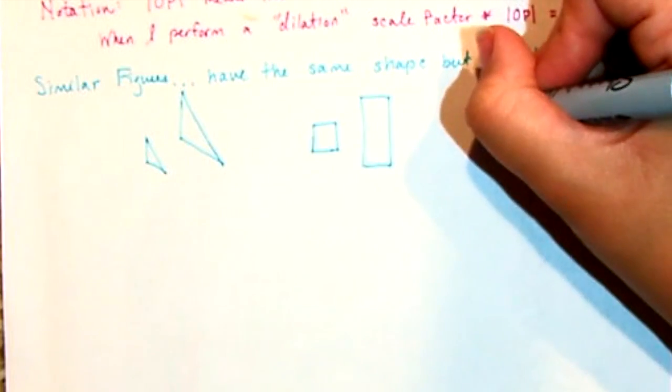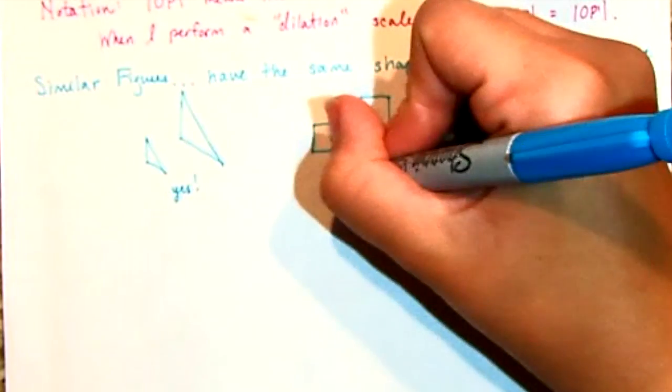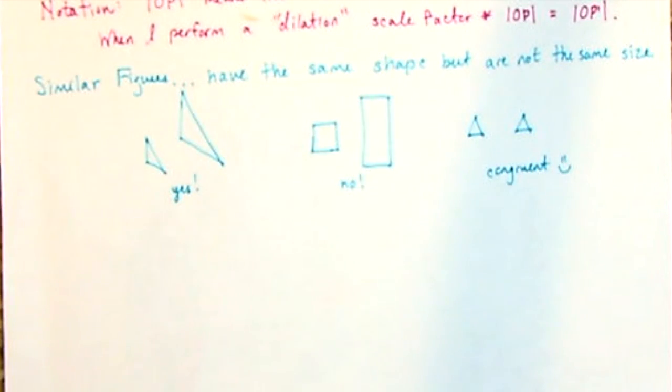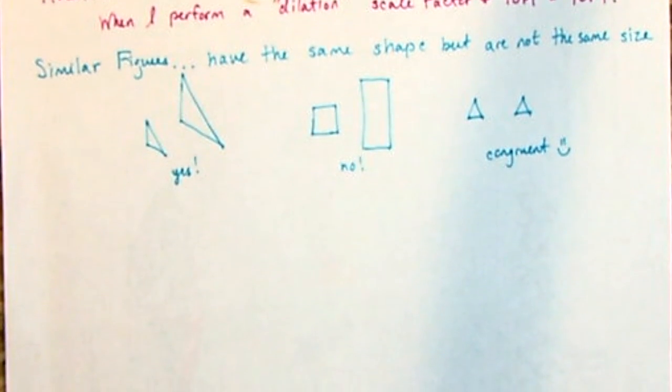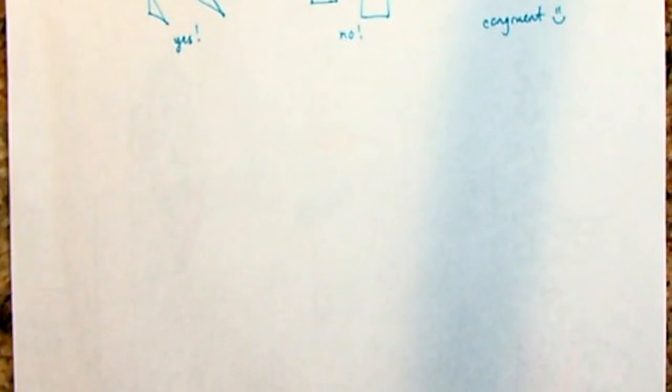So if I draw 3 sets of shapes here, I have a pair of triangles. Those are definitely similar because they're the same shape but different sizes. These rectangles here are not the same shape, so they can't be similar. And then I have another pair of triangles which are actually the same shape and the same size, which means they are congruent.